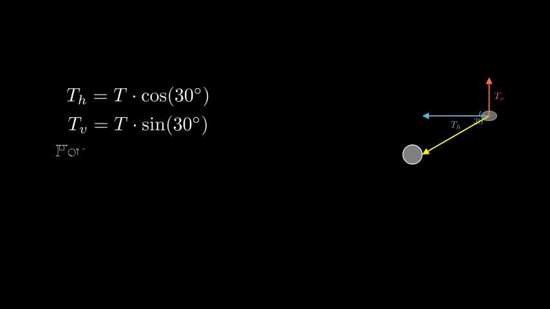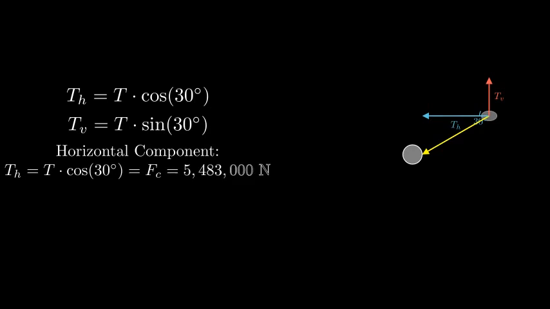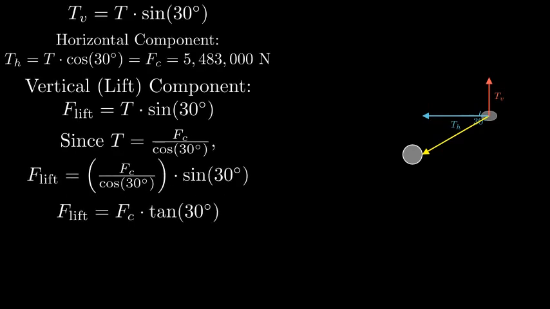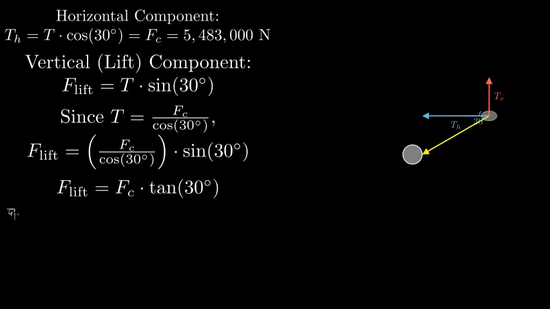We can break this tension force down into 2 components: a horizontal component that acts as the centripetal force, and a vertical component that could produce lift. The horizontal component of the tension must be equal to the centripetal force we just calculated, about 5.5 million newtons. The vertical, or lift, component is what we're interested in. It can be found by taking the centripetal force and multiplying it by the tangent of the 30-degree angle.